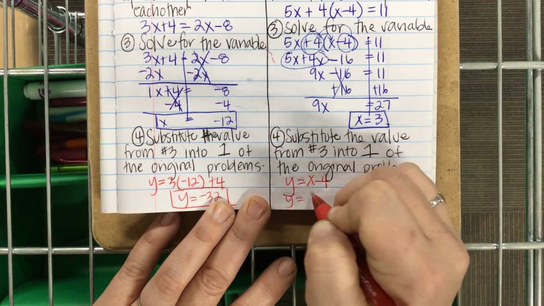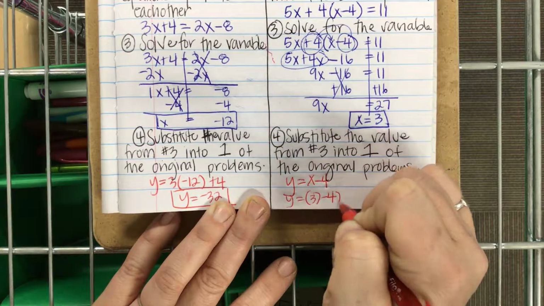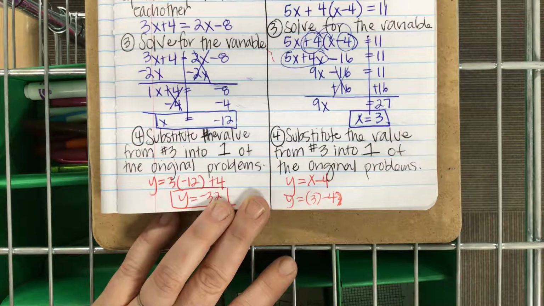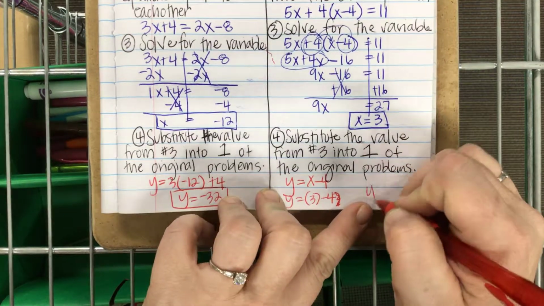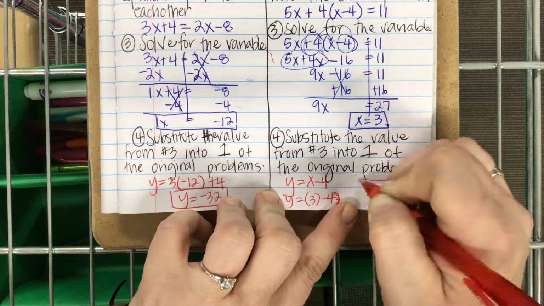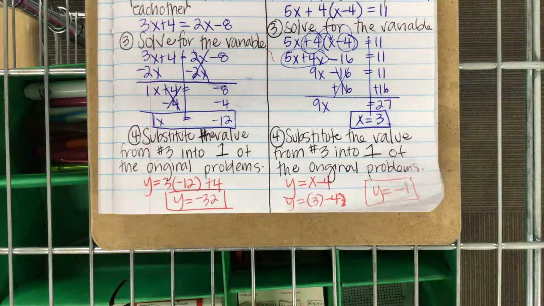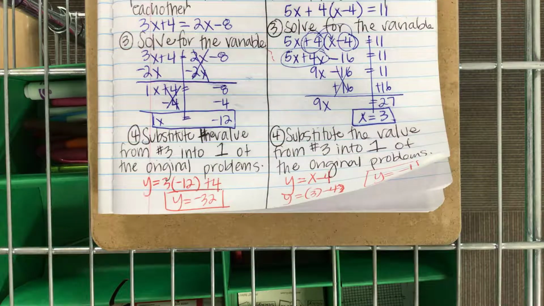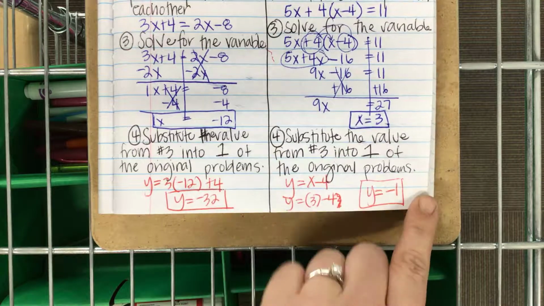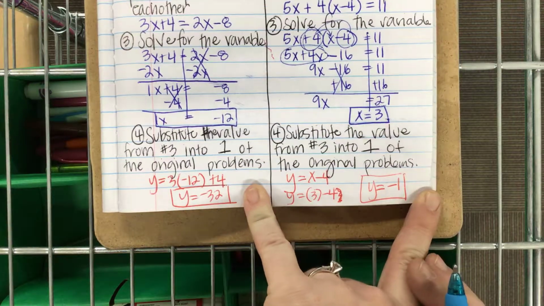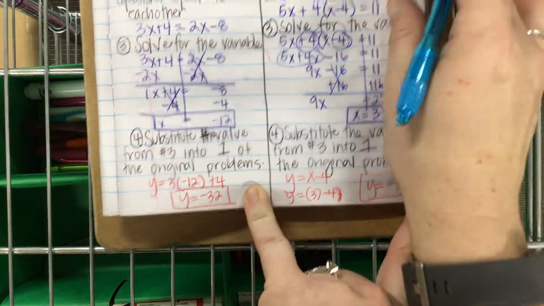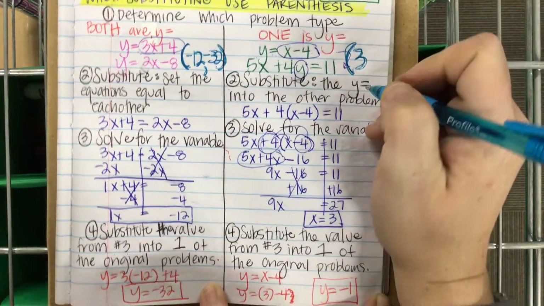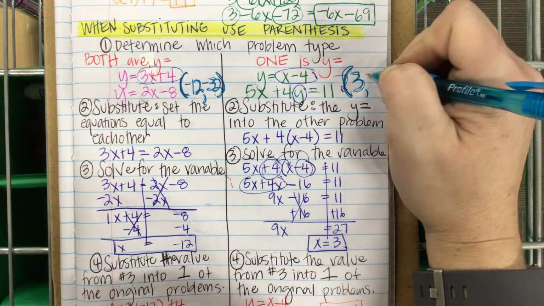You're going to do y equals 3 minus 4. What is y equals 3 minus 4? What does y equal? Negative 1. Am I done? No. Ooh, so close. I need to write it as an ordered pair. What's my final answer? 3, comma, negative 1.